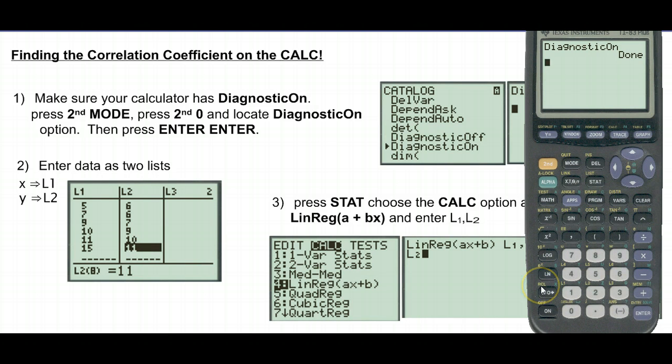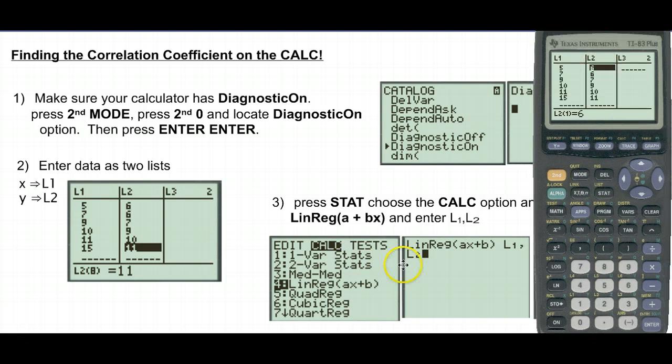So after you've done that, you go to stat, you go to edit, and then you're going to put in X's and then Y's. So L1 would be the X values, L2 would be your Y values. So I'm going to let you guys do that right now. Alright, so we have L1, your X values, and L2, your Y values.